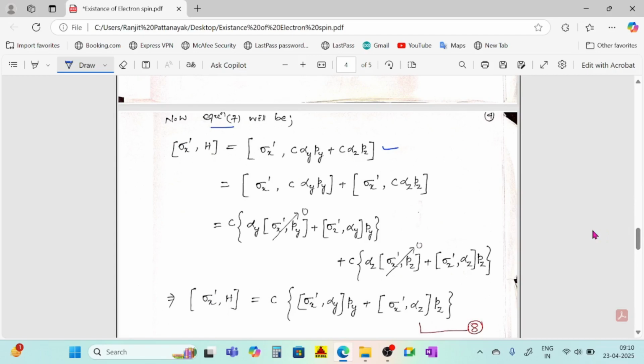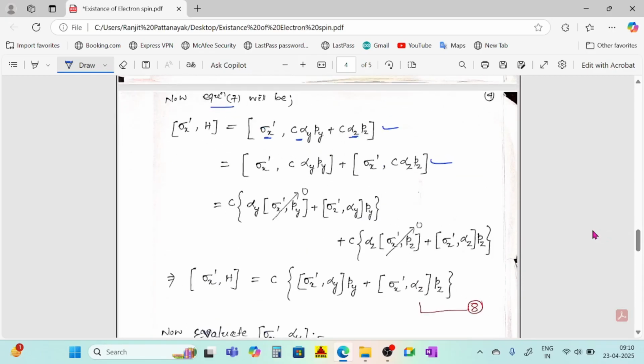Now this can be written as the commutation of sigma dash x with this one plus this one. So here you can write this as follows. C is a constant, taken outside: alpha y sigma x dash p_y plus sigma x dash alpha y p_y. See, this is taken outside on this side, p_y on this side. This procedure we know.